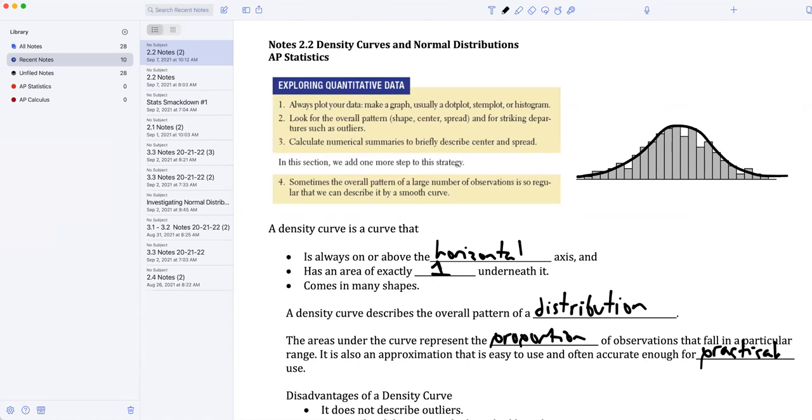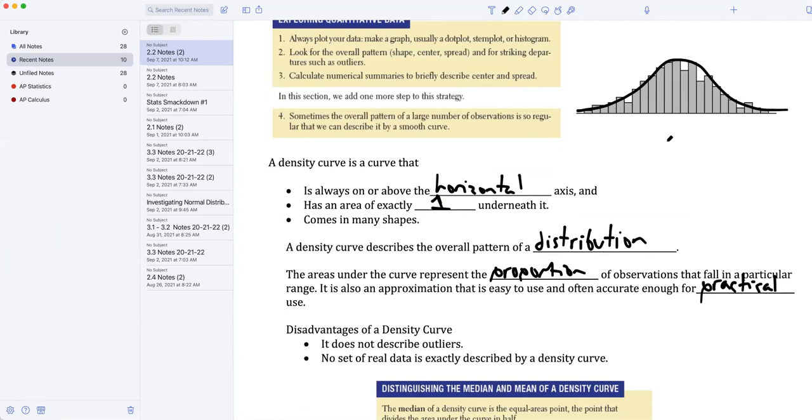Density curves have a few drawbacks, okay? They don't necessarily describe outliers, and you can see from my curve here, it is not exactly real world data at all times, but it can be a good approximation.